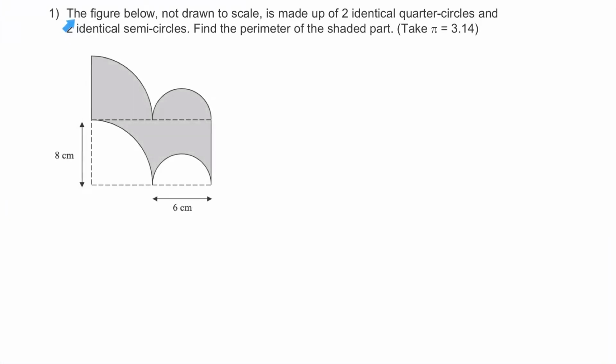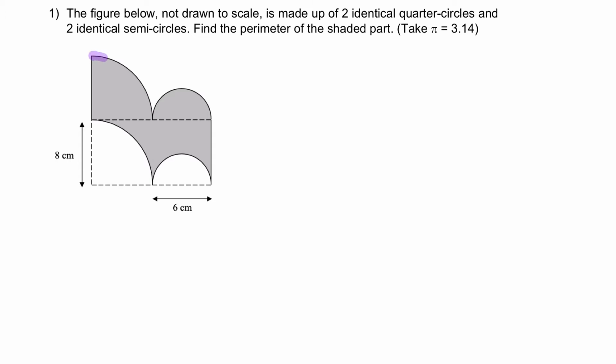Okay, so the figure below, not drawn to scale, is made up of two identical quarter circles and two identical semicircles. Find the perimeter of the shaded part. Take pi to be 3.14. Let us figure out what are the segments that made up the perimeter.